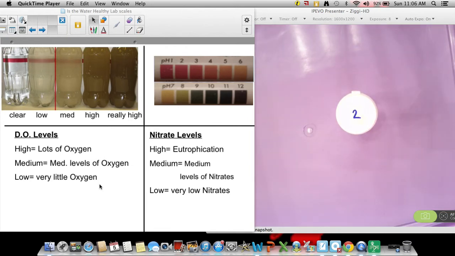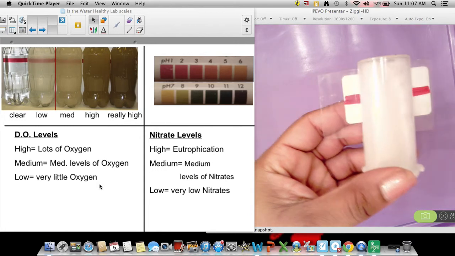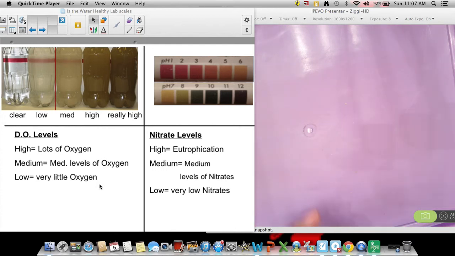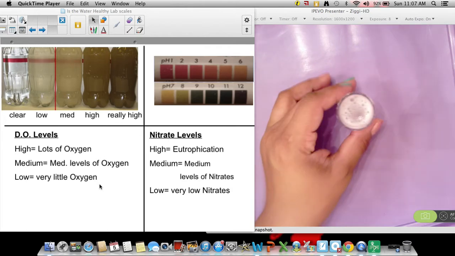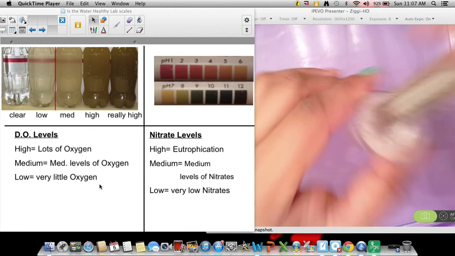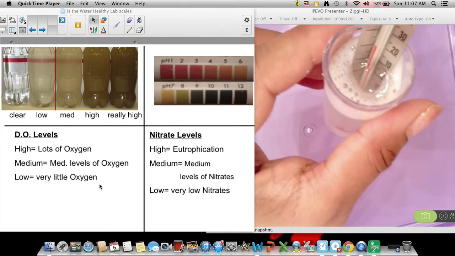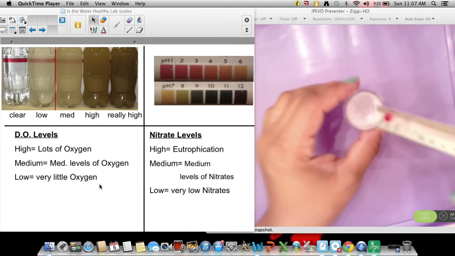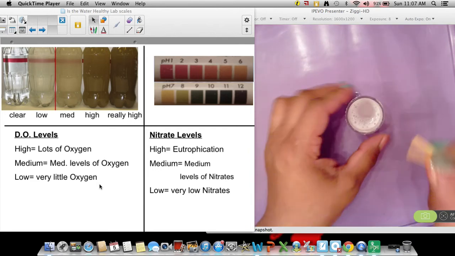Container 2. Turbidity. Our temperature. About 21 degrees Celsius. Our pH.